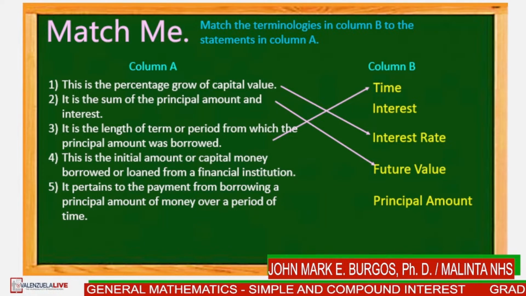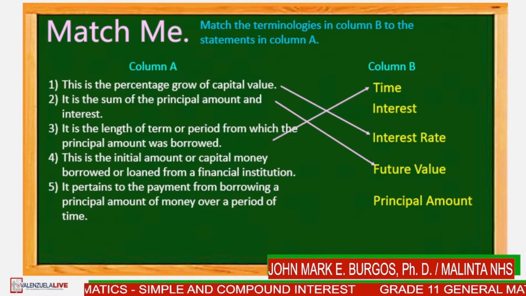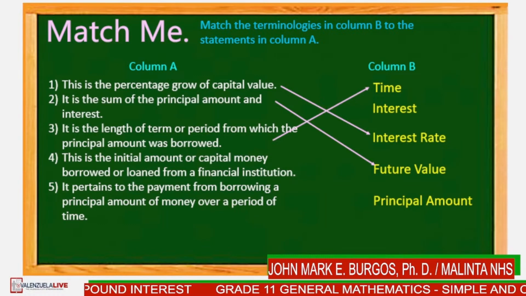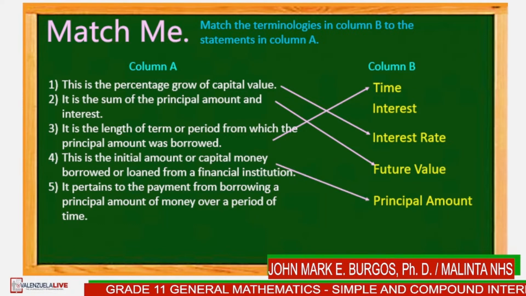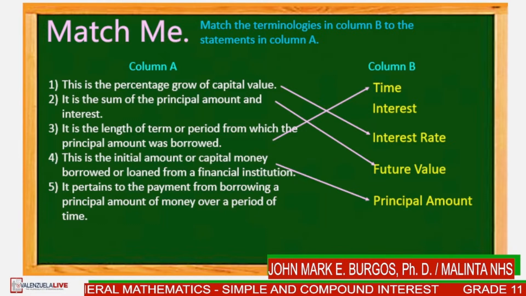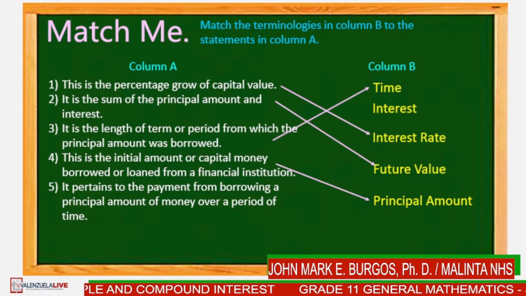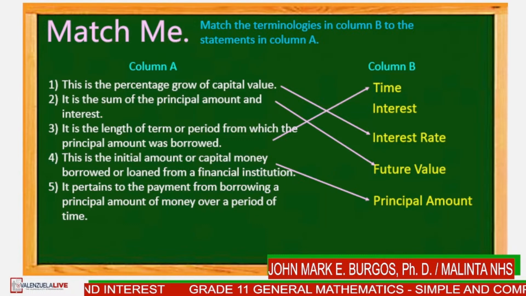Next, this is the initial amount or capital money borrowed or loaned from a financial institution. What is the correct term? Yes, you are correct. It is principal amount. And last, it pertains to the payment from borrowing a principal amount of money over a period of time. What is your answer? Yes, you are correct. It is interest.